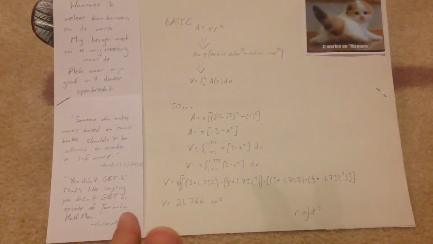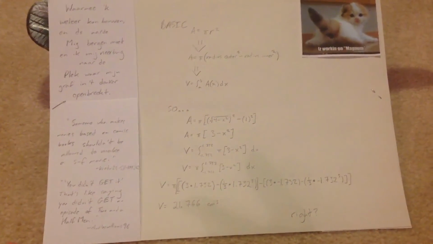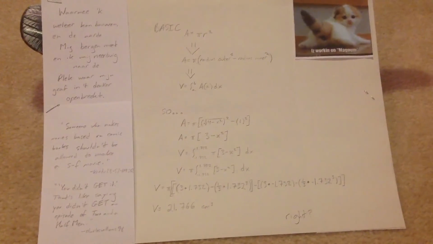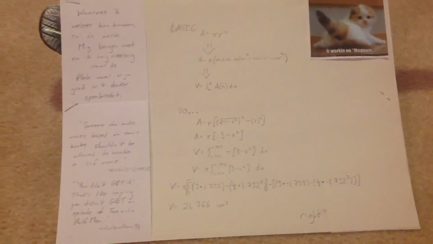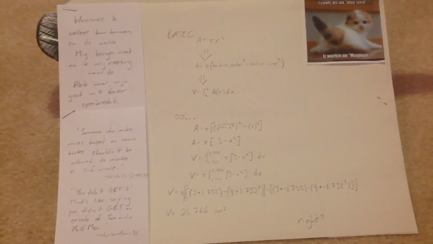We got 21.766 cubic centimeters. It's a pretty big ring, but that's how much material we need to use. That's how it's applicable to real life. A lot of factories need widgets, rings, and whatnot. If you want specific numbers, you're going to need to do a lot of calc, right?